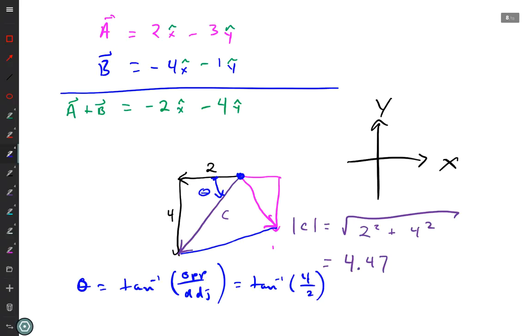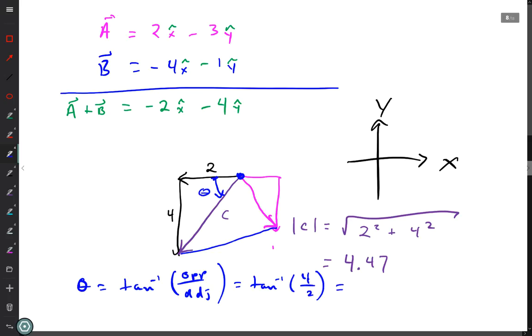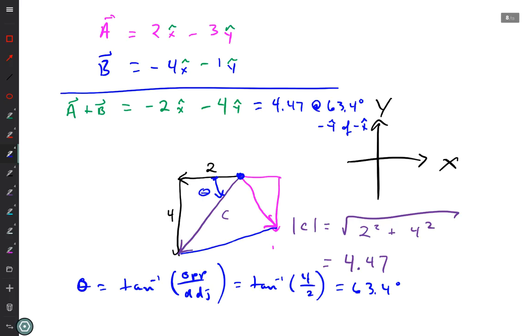Inverse tangent of 2, I don't know offhand. It's how much? 63.4 degrees. And so now I can put A plus B is equal to 4.47 at 63.4 degrees. And I was going toward the minus y-axis from the minus x-axis. And so there I've specified my angle very carefully. So that's how we add vectors.